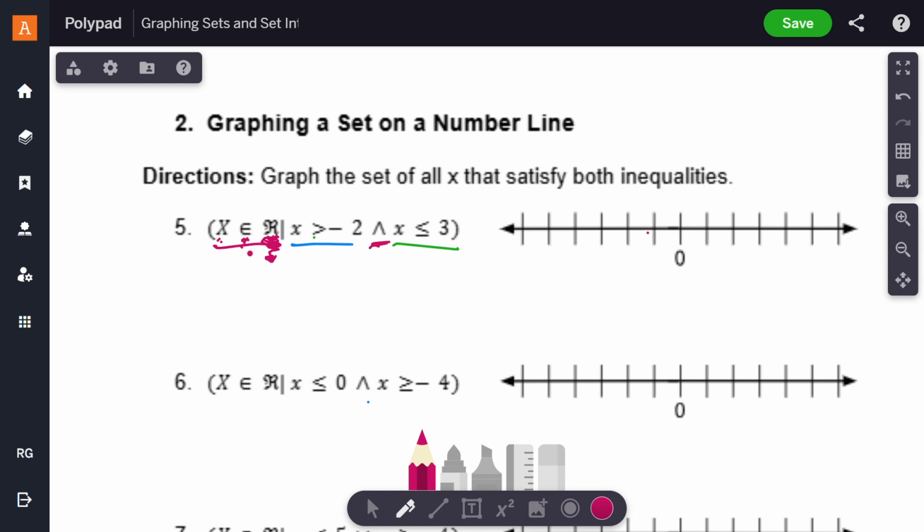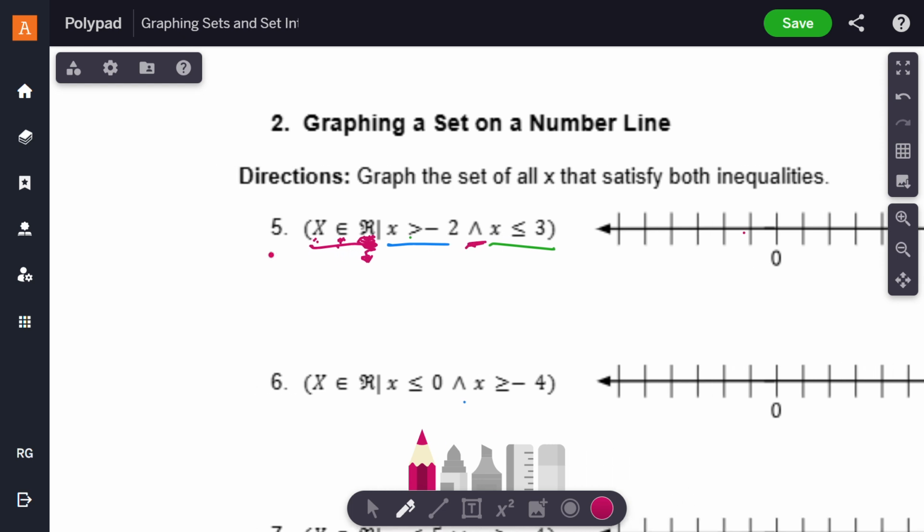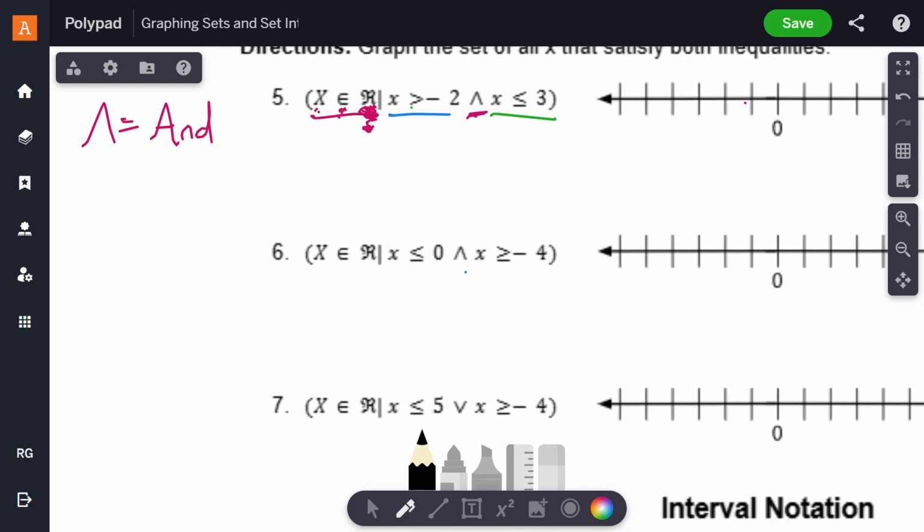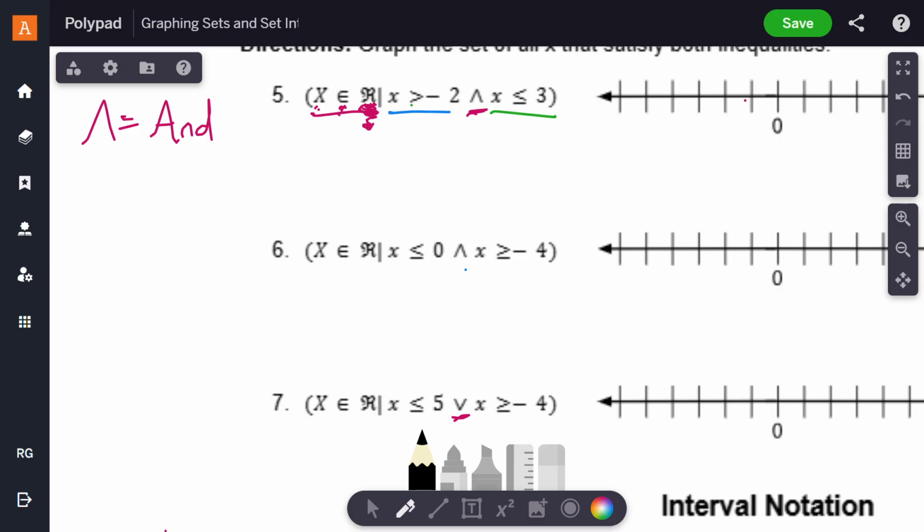And the symbol in between them, we need to know what that means. So this symbol simply looks like the A in the word and. It does mean and. If we look down at number 7, we have the opposite symbol, which is of course going to be the opposite of and, which is or. So and means that the value of x has to include both properties, both criteria.